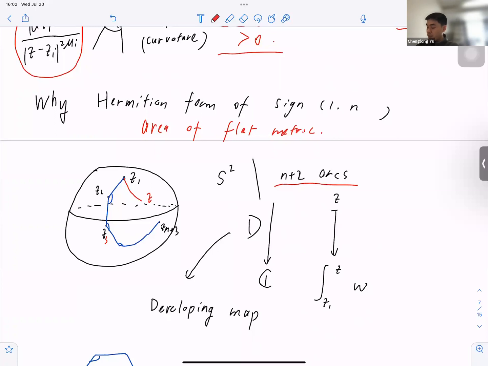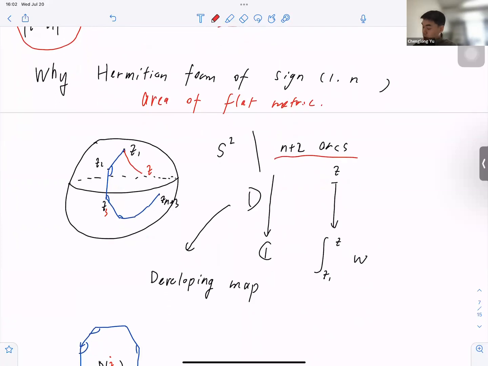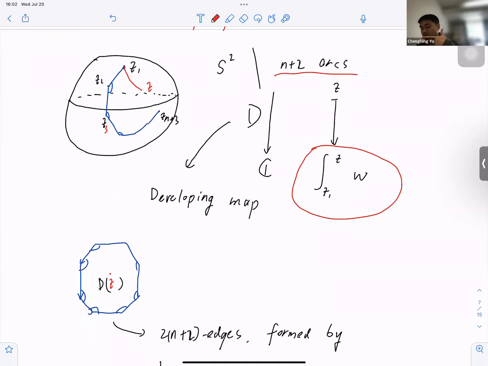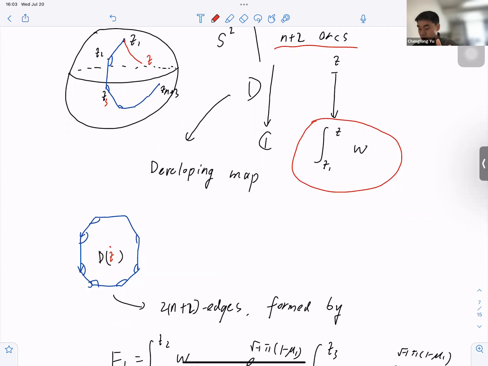This is formed by the developing map. More explicitly, it's just an integration of this differential form from some vertex point, or some fixed point, to the point Z on the sphere. And for the image of this developing map, you can imagine that it may have some overlap, but let's consider the simplest case, where it doesn't have overlap. Then we cut this surface and flatten it onto the plane. Then it will form a polygon on the plane. And from the convex condition, it will be a convex polygon.